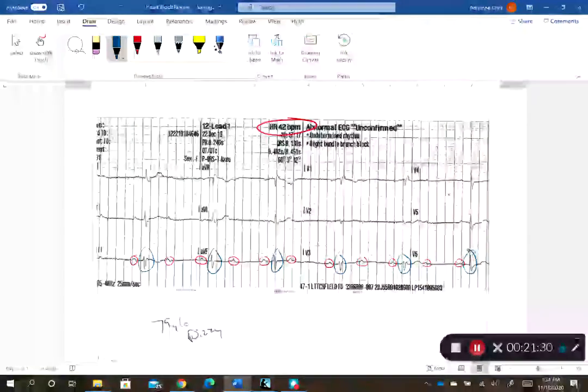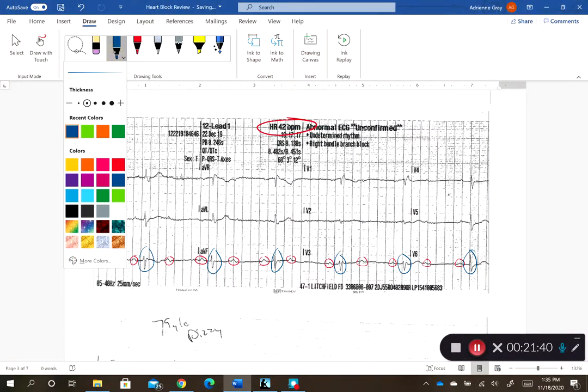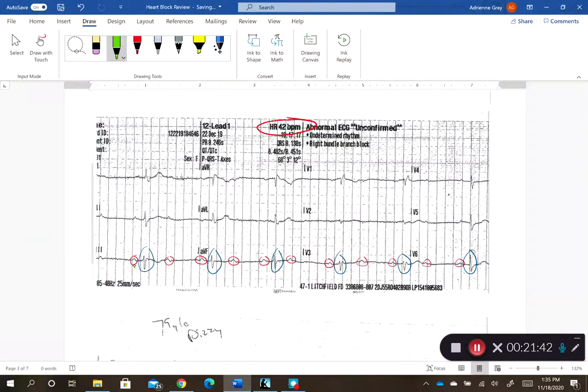Could it be a first degree? Well, I have more P waves than QRSs, so it could not be a first degree. Could it be a second degree type 1? Well, my PR interval does not get longer and longer. Highlight those PR intervals here. In fact, they look to remain pretty consistent when I do have a QRS following a P wave. So it cannot be a second degree type 1. Plus this rhythm looks very regular, so it's not irregular. So that also does not fall within that category.